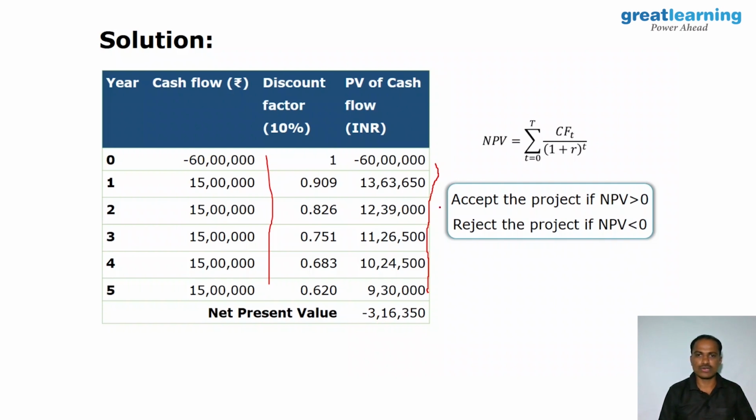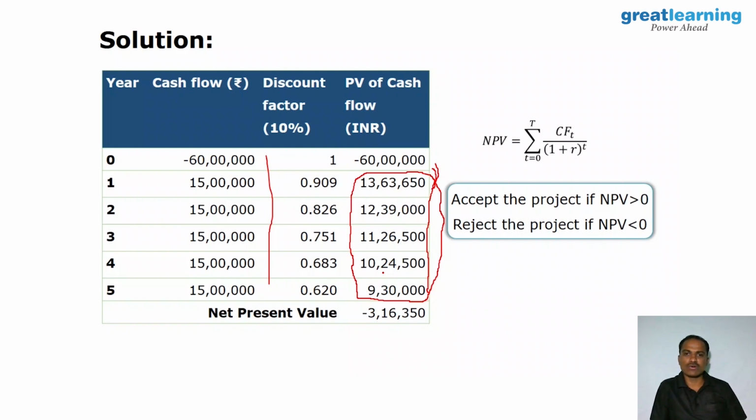Okay, so first what you have to do, first you have to add all these cash flows. Once you add, you have to compare these cash flows with the initial investment. What was the initial investment? 60 lakhs. So 60 lakhs was the initial investment. What was the amount recovered? These are the amount, and then the difference was minus 3,16,350. That means the present value of all the cash inflows is lesser than the present value of all the cash outflows. Okay, this is the present value of cash outflow, and these are the present value of cash inflows.